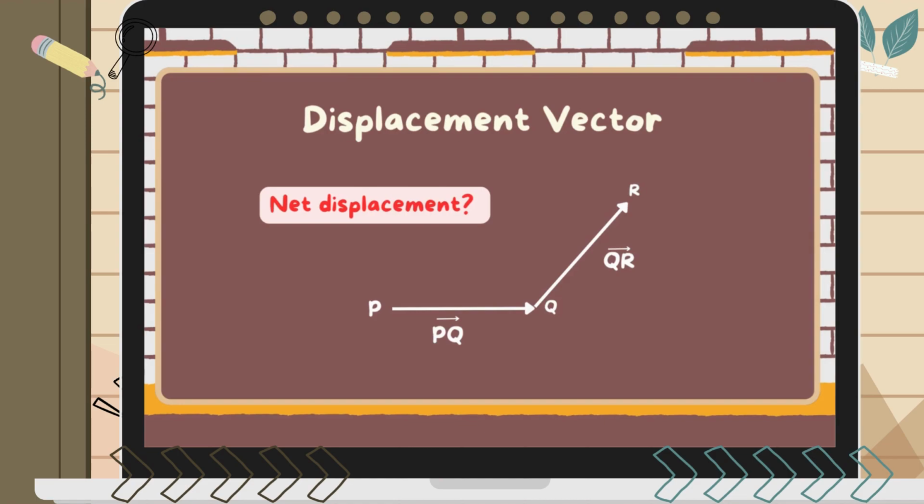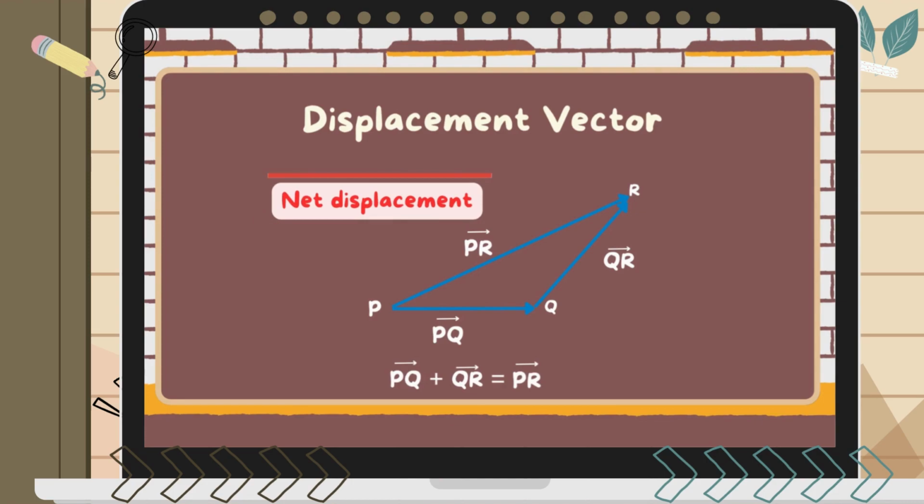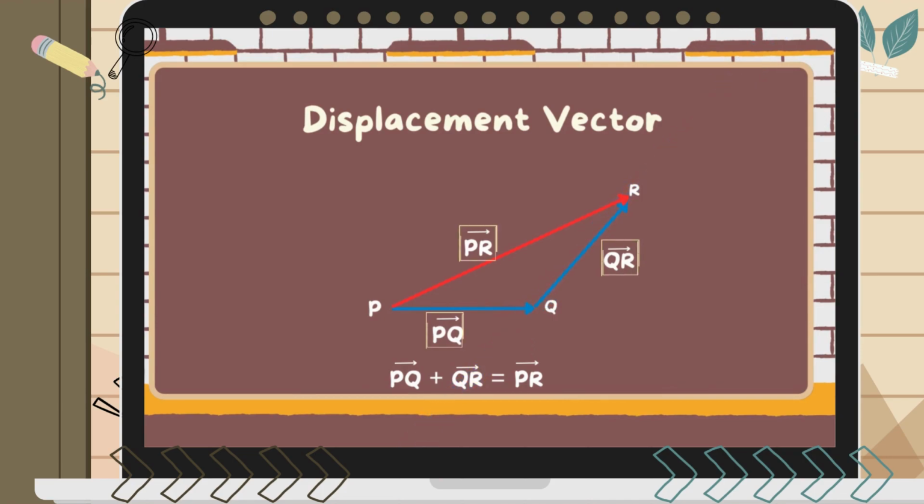Now can you tell me what our net displacement will be? Right, it will be from P to R. The net effect of our displacement, first from P to Q and then from Q to R, is equal to the displacement from P to R. And this net displacement will be given by the vector PR. So we can say that the vector sum of these two displacement vectors, PQ and QR, is equal to the displacement vector PR.